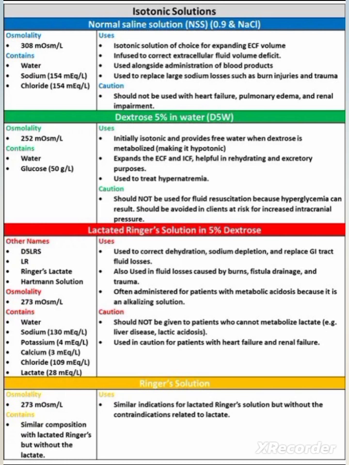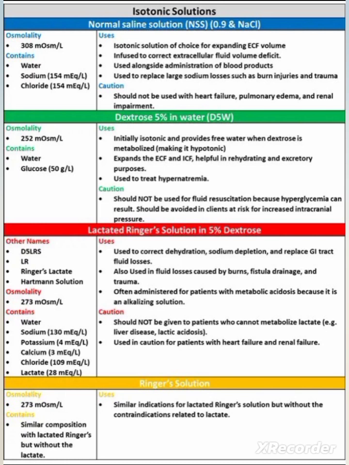Next one, dextrose 5% in water. The osmolality for dextrose 5% is 252 milliosmoles per liter, and it contains water and glucose 50 grams per liter. It is initially isotonic and provides free water when the dextrose is metabolized. So dextrose 5% is an isotonic solution, but when the dextrose is metabolized, it becomes hypotonic.